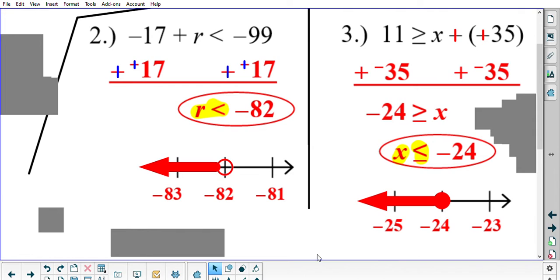Why? Because this inequality symbol was less than or equal to. That bar means it can equal the starting number. And if it can equal the starting number, then we will put a filled-in dot at that place. So that's why number 2 had an open circle, but number 3 had the filled-in dot. All right, now that we have done number 2 and 3 together, let's go back to the first page.